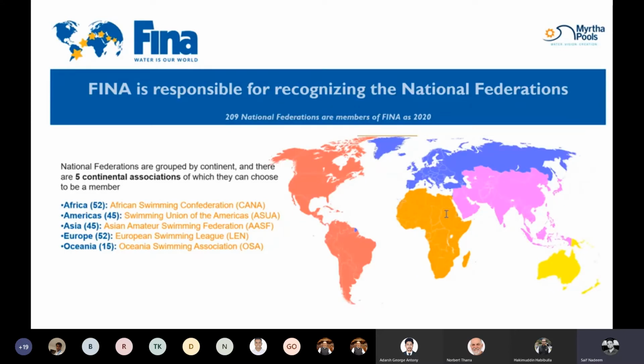The continental breakup is given on the slide. The African Swimming Federation has 52 members. There are about 45 members in the North and South Americas. Asia has a number at about 45. Europe has 52 members. And Oceania, which includes the area of Australia, New Zealand, and the other Pacific Islands, gives about 15 members to FINA.